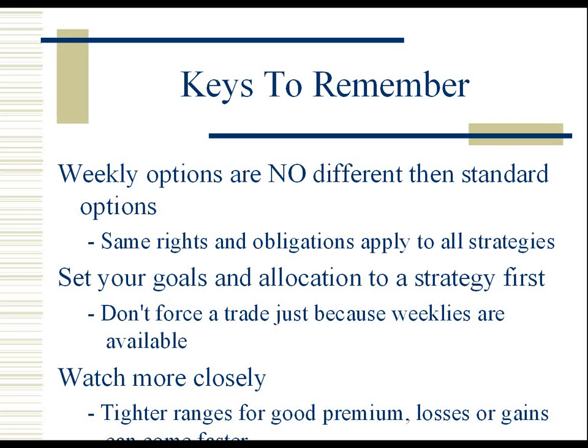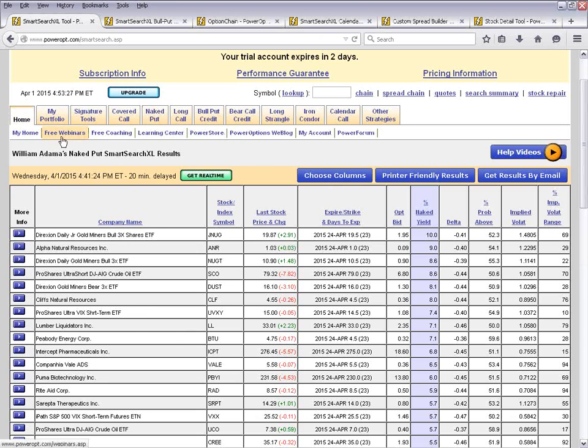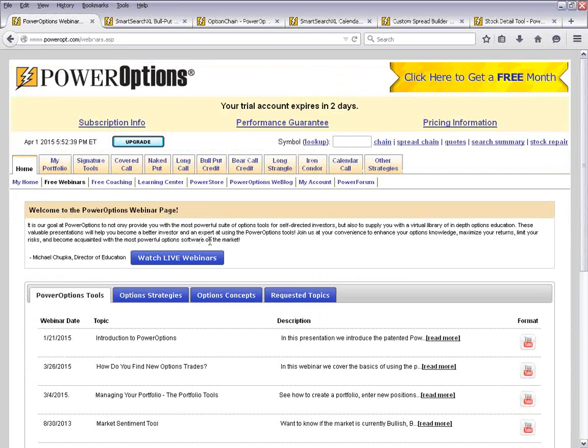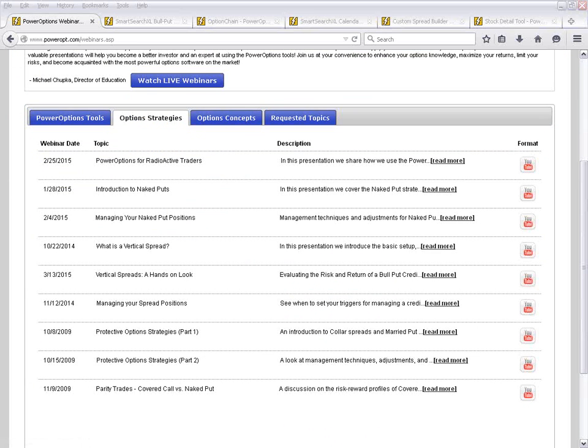And that's where our portfolio tools come into play, and we're not going to have a chance to cover that today. But I want to jump back in real quick here to our Power Options screen, and I just want to show everyone here. I'm going to go into the archived webinars here. I'm going to go to Option Strategies. And for those of you, of course, that were doing the naked puts, I want you to focus on this position here, managing your naked put positions.